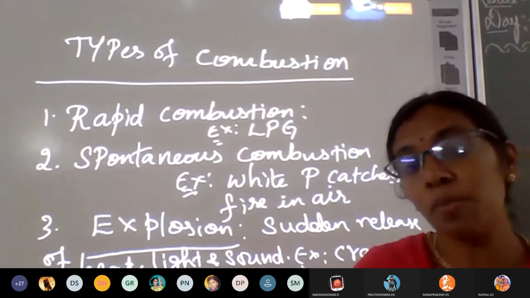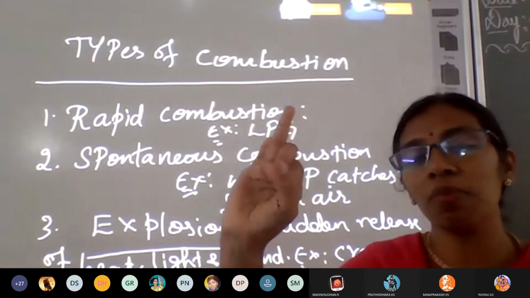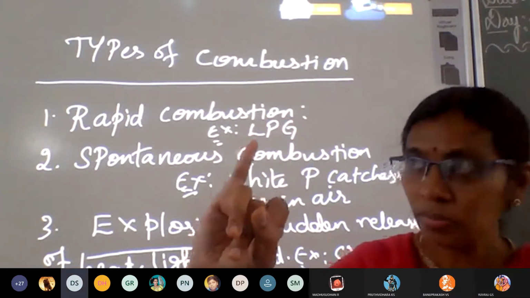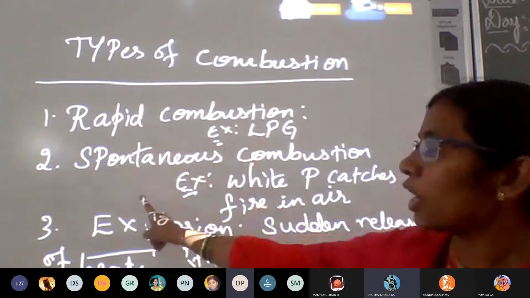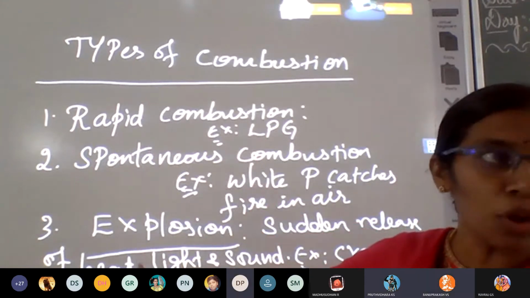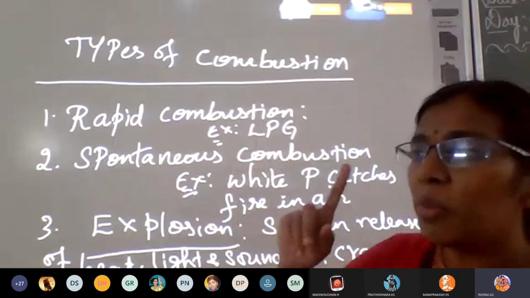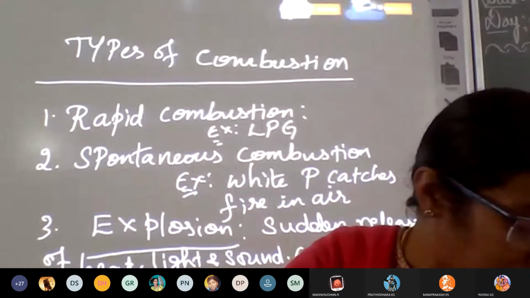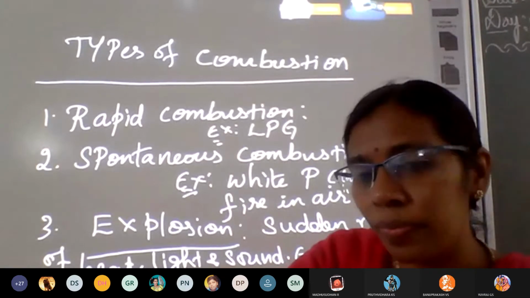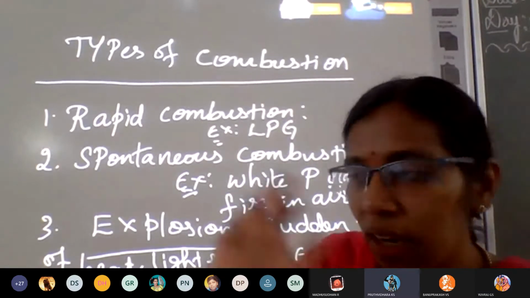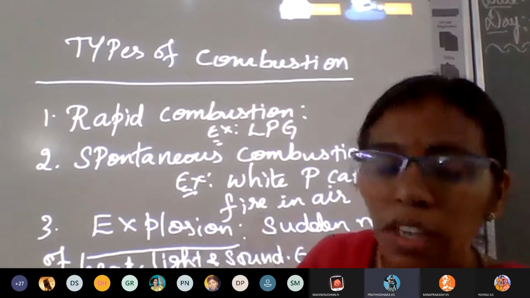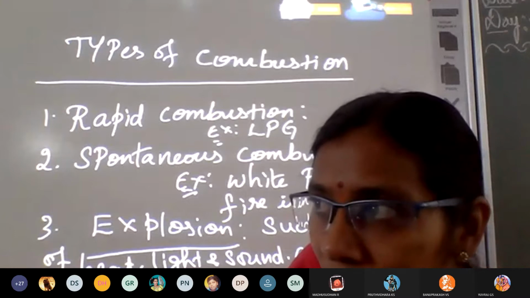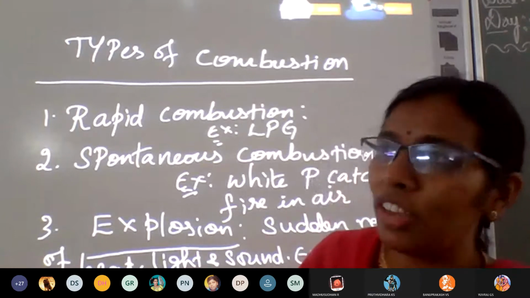So children, we have crackers, bombs, all these things. We have learned there are three types of combustion. What are they? Rapid combustion. Can you give me one more example from your daily life for rapid combustion? Gas cylinder. Gas lighting. Already we discussed gas burning. Any other example? Lighting a lamp. Okay, very good.